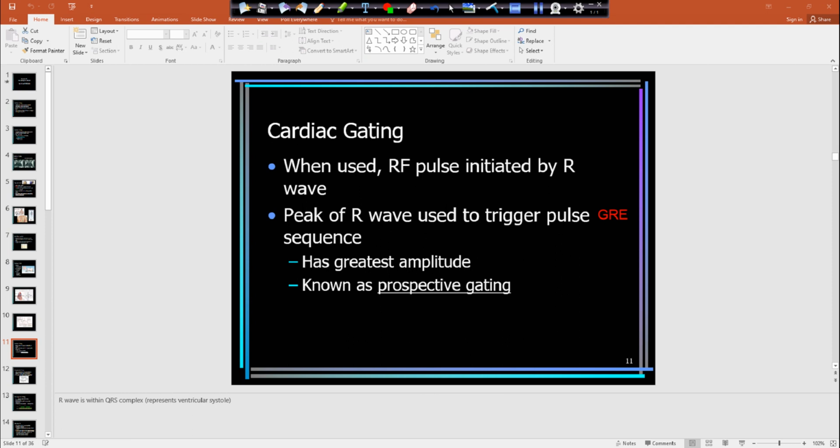So we have two types, prospective and retrospective. Prospective is where we're imaging in short bursts, and we're timing it with the R wave. In retrospective, we're imaging during the entire time, and then we sort out the data afterwards.